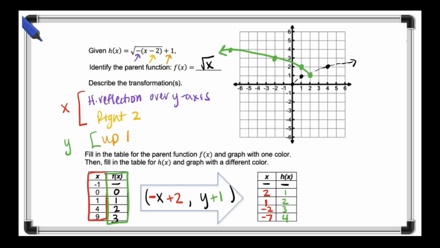And look at how your graph flipped over the y-axis. You went to the right 2. You kind of shifted everything over to the right 2 and shifted all those points up 1.